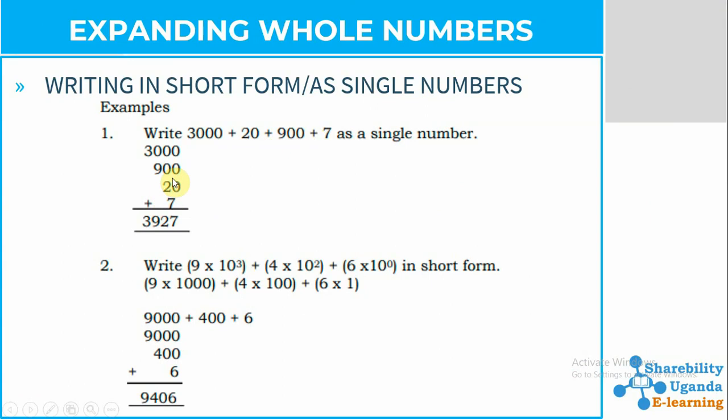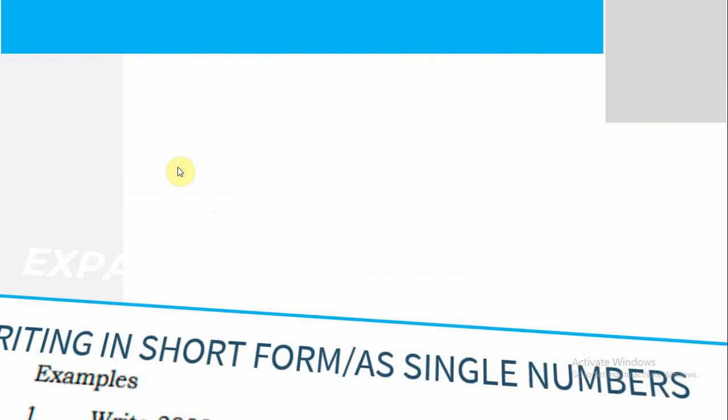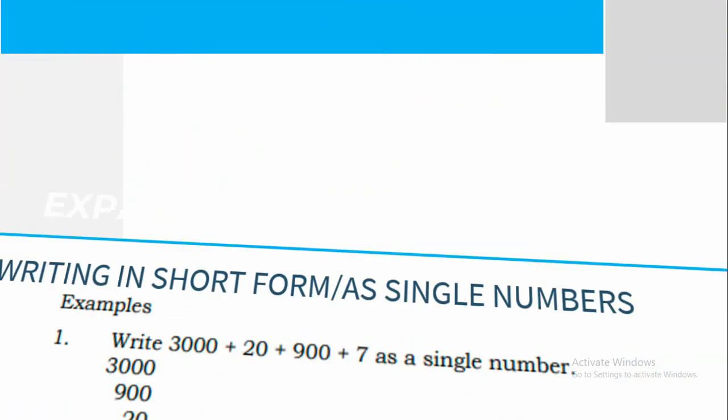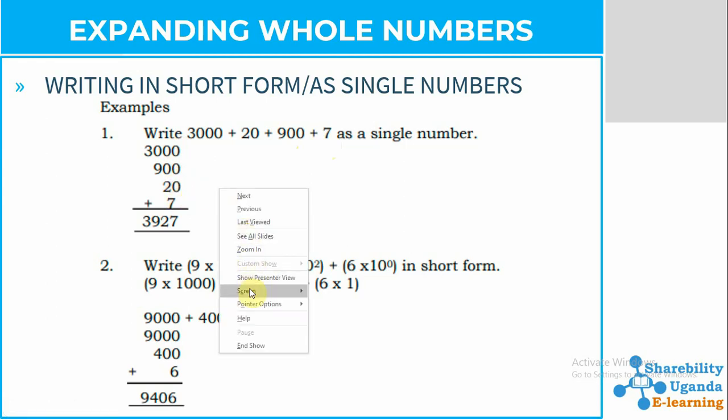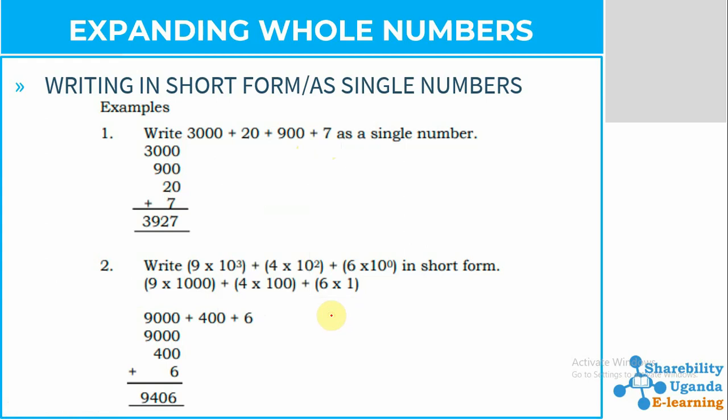Then you should be able to add them and get the sum or the summation, or the addition of this. So we have our 3,000, which is here. We have our 900, which is here. We have our 20, which is here. We have our 7, which is here. Then we add them after we have arranged them. So we have this column of ours. It goes up to this side. Let me get a pen to follow them clearly.